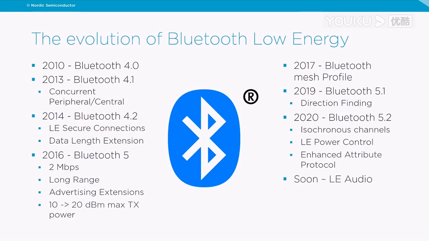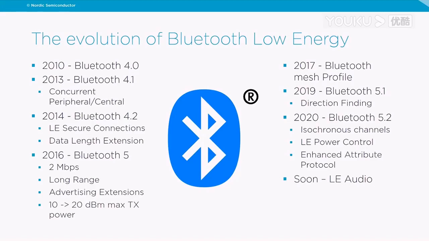It also added advertising extensions, allowing you to put much more data into the non-connect or the advertising packets, what you use to broadcast information. It also opened the possibility to have a 20 dB max TX power compared to 10 that was before. Then in 2017, the Bluetooth mesh profile was added. And this is a networking technology supporting concurrent multicast and allows you to build up large-scale networks.